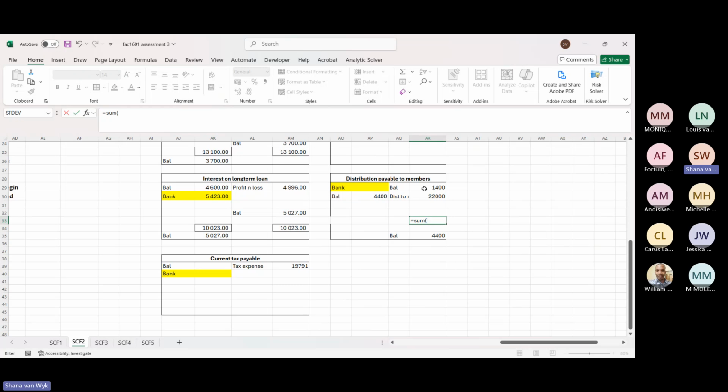Pay to members. So Aziza, just to confirm, distribution payable to members, what account is that? Is that now a liability? No, that will go to equity. Equity. Yeah, so this is an equity account. Now we are paying them. Okay, I'm with you now.